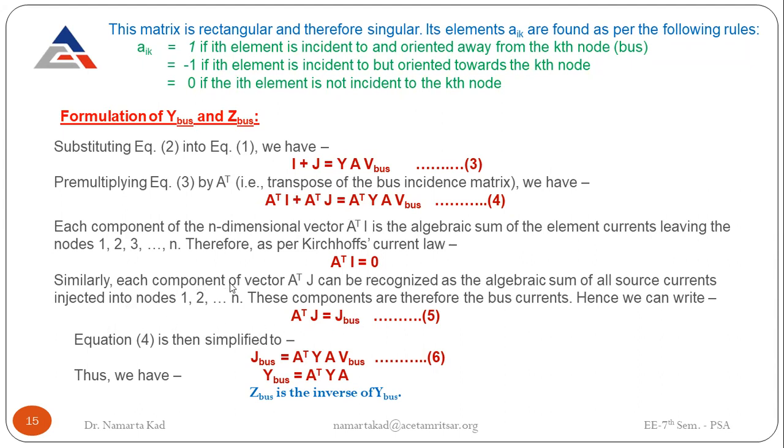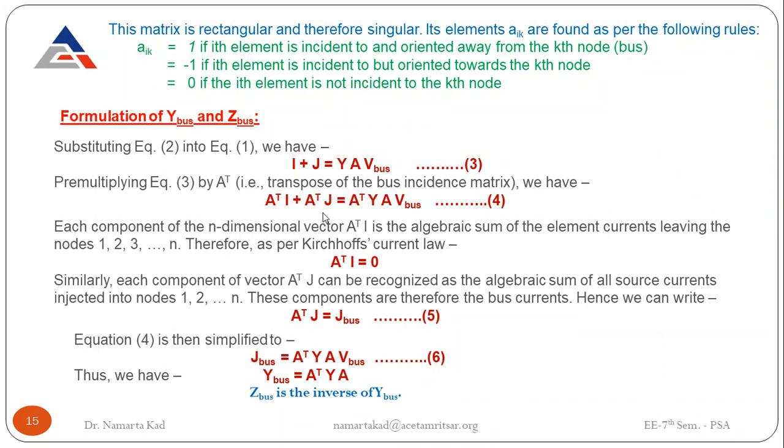Now, similarly, each component of the vector A transpose J can be recognized as the algebraic sum of the source currents due to this J injected into the nodes 1 to 3 up to n. So these components are therefore the bus currents. Hence, we can write this as J bus. This is the matrix related to the current injection into the bus. Mark it as number 5.